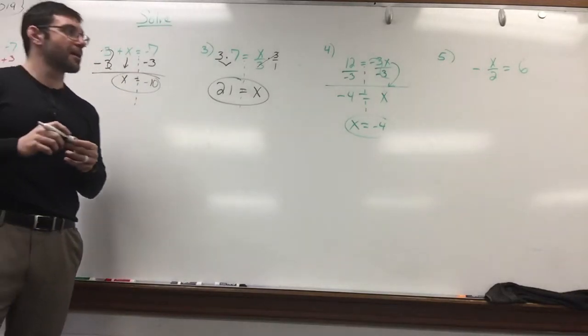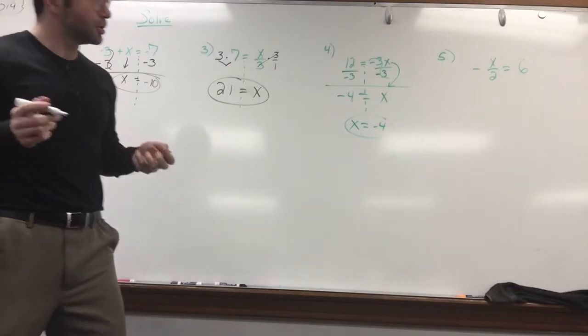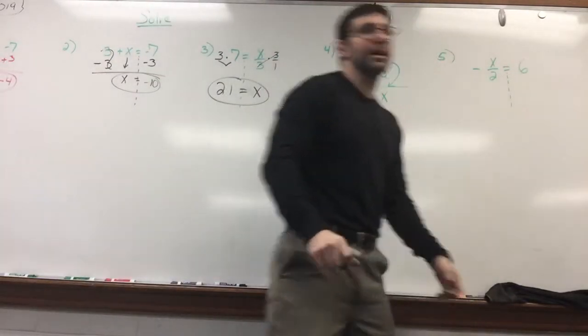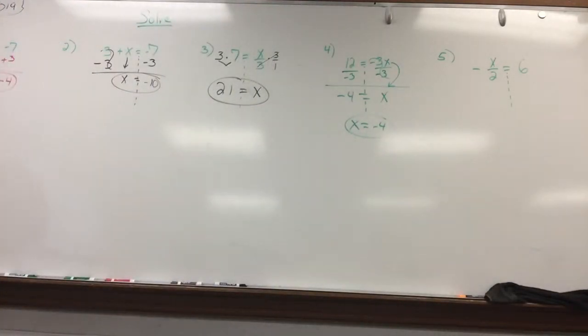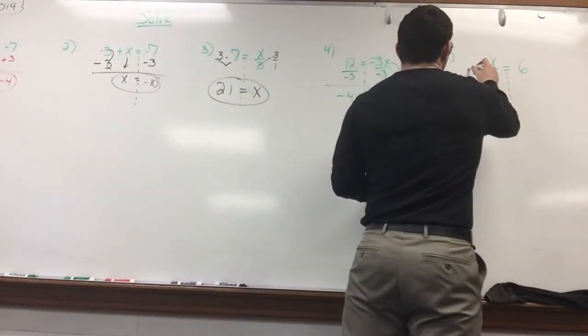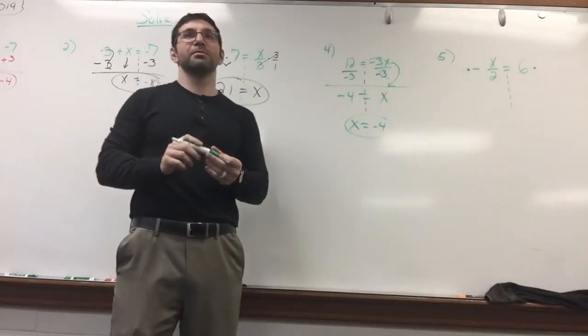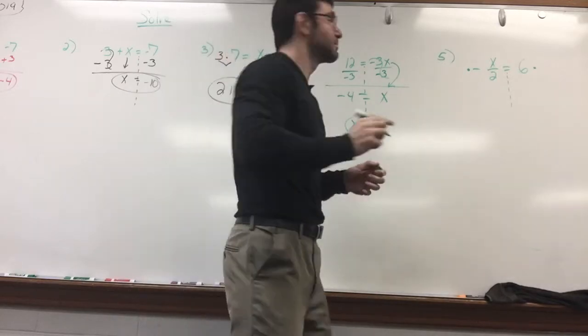Go ahead, Brooke. Negative x divided by 2 equals 6. Good. So we know it's a division problem. We know that we're going to find the balance point. Avery, what is the inverse of division? Multiplication. Now, Avery, please be careful. What am I going to multiply by in this problem?